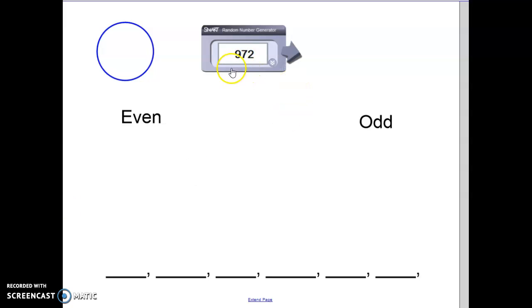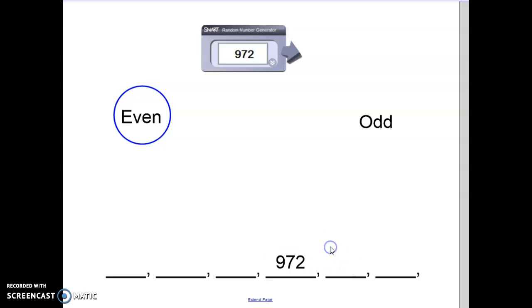All right, 972. At the ones place, we have a 2. Is 2 even or is 2 odd? 2 is even, so 972 is an even number. All right, let's put it here, 972, 973, 974. Let's go backwards. 974, 973, 972, 971, 970. Uh-oh, what do we do now? 969.